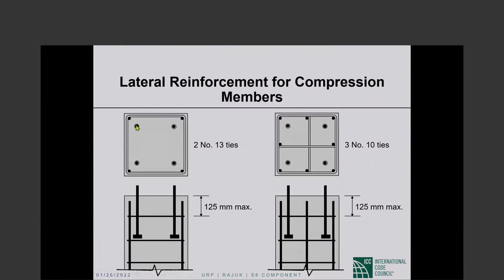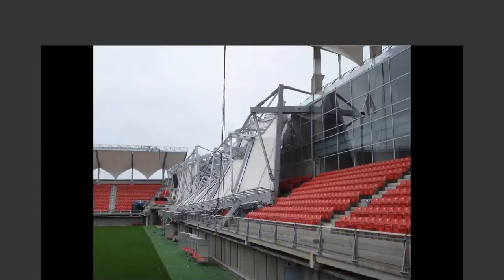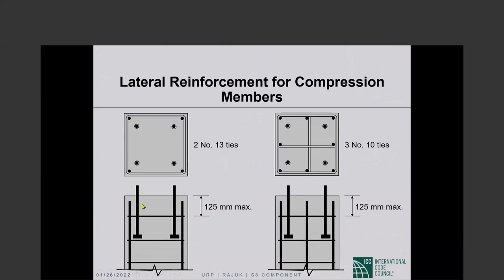Okay, so those are the anchor bolts here. So you have to have ties, as we said, 3 number 10 or 2 number 13 ties within this 125 millimeter distance that go around the vertical bars. Okay, these are the anchor bolts, these are the vertical column bars. We will confine the anchor bolts by providing those ties around the column reinforcement, and there shall be 3 10 millimeter or 2 13 millimeter ties within the 125 millimeter distance.